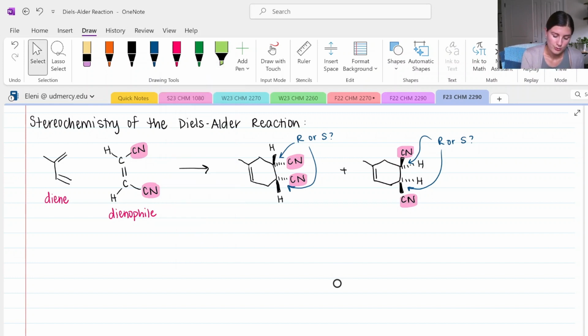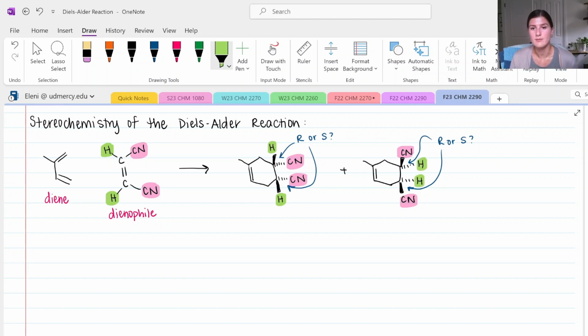The same thing is true for the hydrogens. They're on the same side of the double bond in the dienophile, and they're both on wedges in a product or both on dashes in a product. You will not observe a product where you have one of the green hydrogens on a wedge and one of the green hydrogens on a dash. That product is not possible with these reagents. So let's write that out.